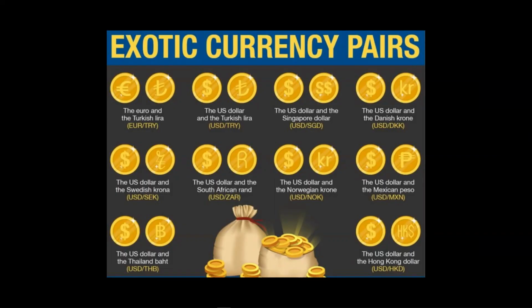These pairs are not traded as often as the majors or minors, so often the cost of trading these pairs can be higher than the majors or minors due to the lack of liquidity in these markets. The exotic currency pairs are as follows: Euro Turkish lira, USD Swedish krona, USD Norwegian krone, USD Danish krone, USD South African rand, USD Hong Kong dollar, and USD Singapore dollar.